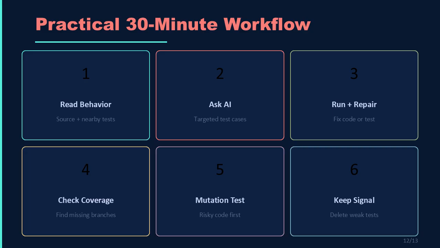A practical flow looks like this. Read behavior and nearby tests. Ask AI for targeted tests. Run them immediately. Fix the code if the test found a real bug, or fix the test if AI misunderstood the behavior. Then check coverage, run mutation testing on risky code, and delete weak or duplicated tests. The goal is not more tests. The goal is better confidence.